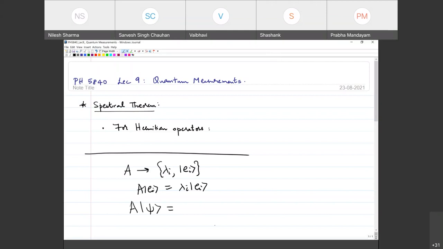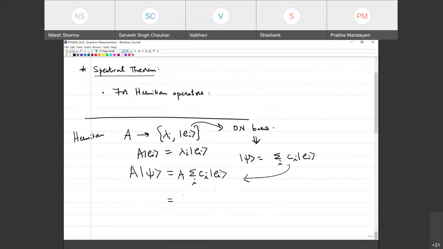So we said that as far as Hermitian operators are concerned, these e_i form an orthonormal basis, right? What that means is that every state psi can be expanded in terms of them. So all you need to do is apply A here. You have A acting on the sum over i, c_i e_i. Then you have A acting on e_i, so this goes into the sum, since it's all linear. Then you end up with the sum over i, c_i lambda_i e_i, which is not the same as psi, nor is it the same as some scalar times psi.